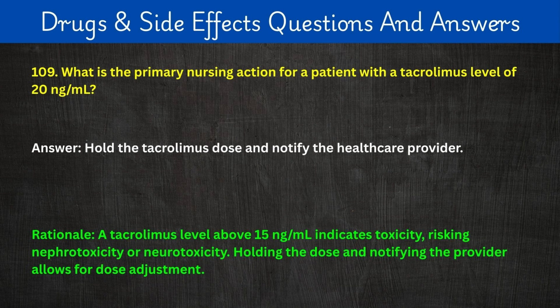109. What is the primary nursing action for a patient with a tacrolimus level of 20 nanograms per milliliter? Answer: hold the tacrolimus dose and notify the healthcare provider. Rationale: a tacrolimus level above 15 nanograms per milliliter indicates toxicity, risking nephrotoxicity or neurotoxicity. Holding the dose and notifying the provider allows for dose adjustment.